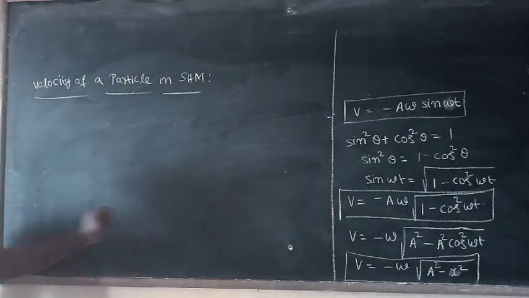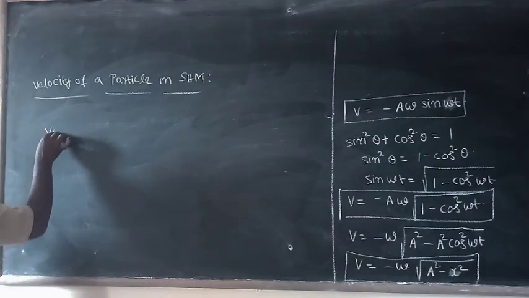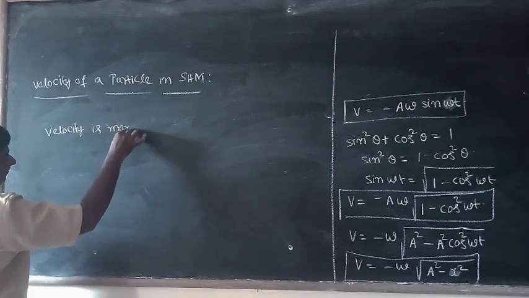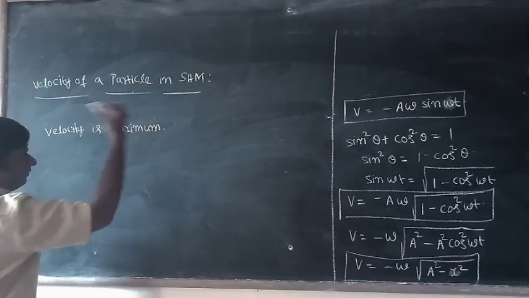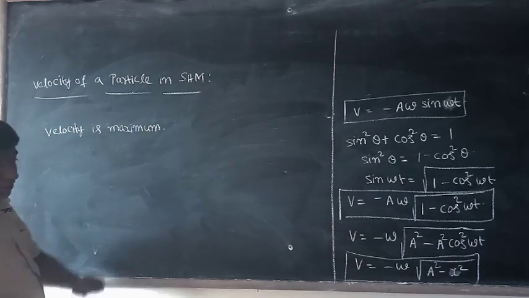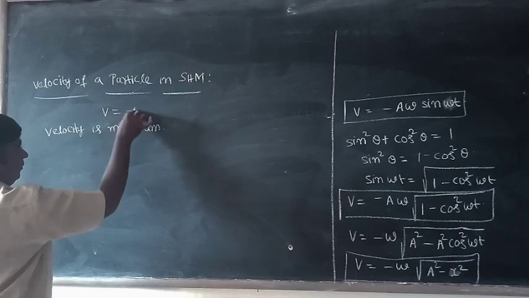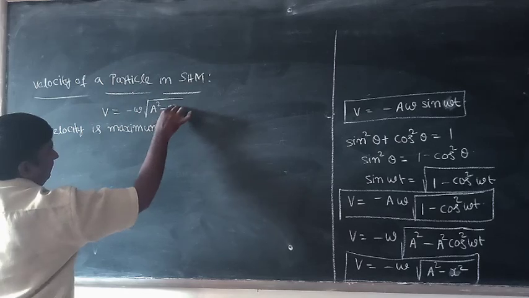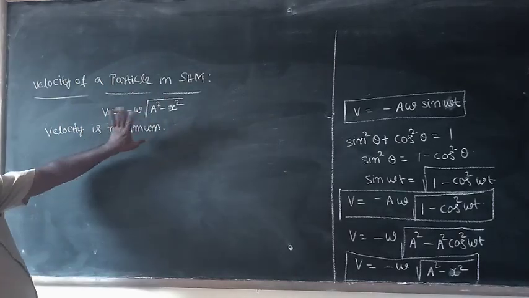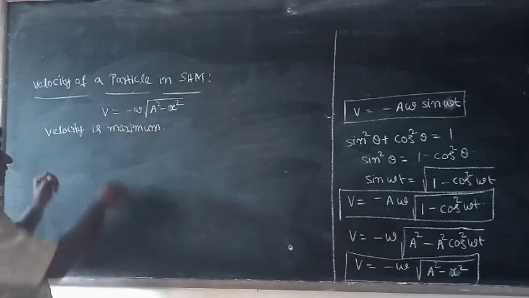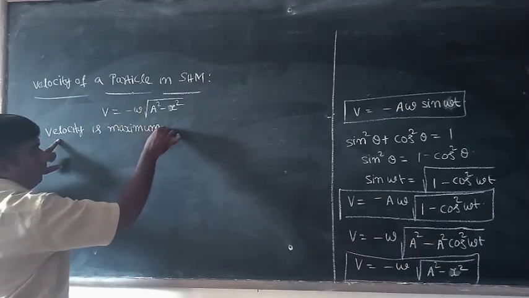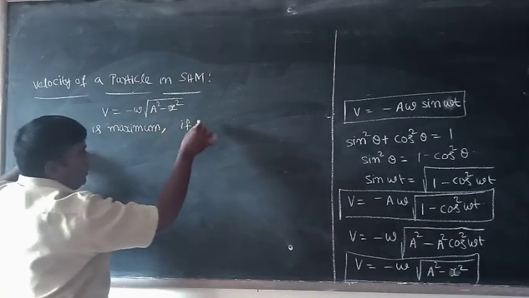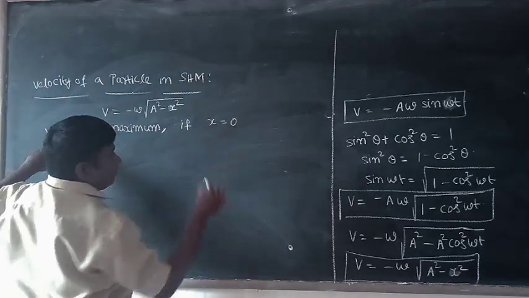So with the help of this equation, when is velocity maximum? From the equation we have been seeing, v is equal to minus omega root of a square minus x square. So the maximum will be positive. With the help of this, velocity is maximum if the position or displacement of the particle is x equal to 0.